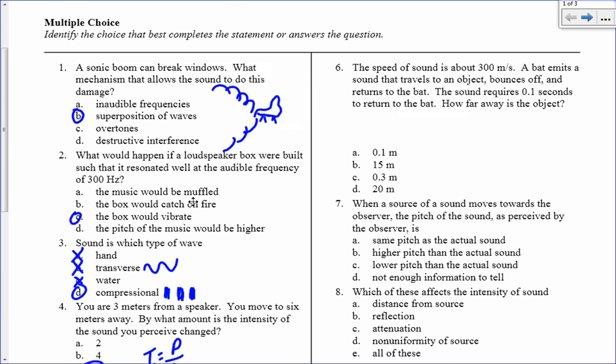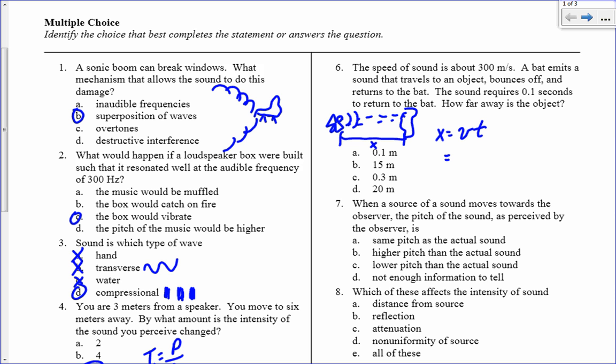The speed of sound is about 300 meters per second. Bat emits a sound that travels to an object. So here's my bat. It emits a sound that travels to some object over here, goes there, comes back again. I want to know how far away is this object. I'll call that x. X is equal to v times t.